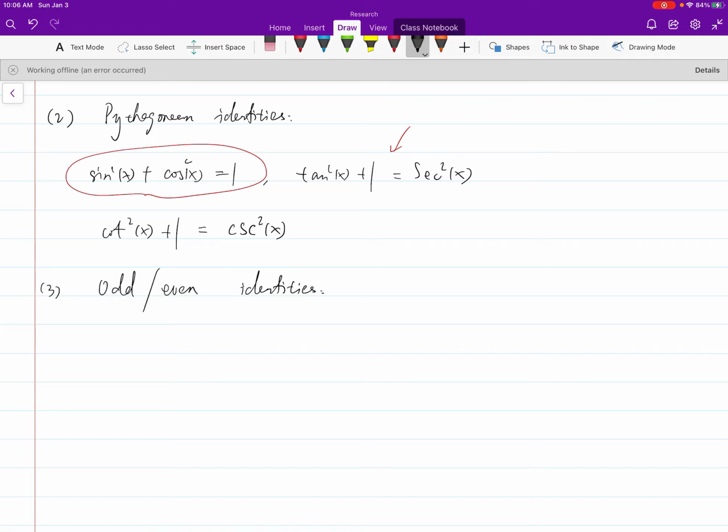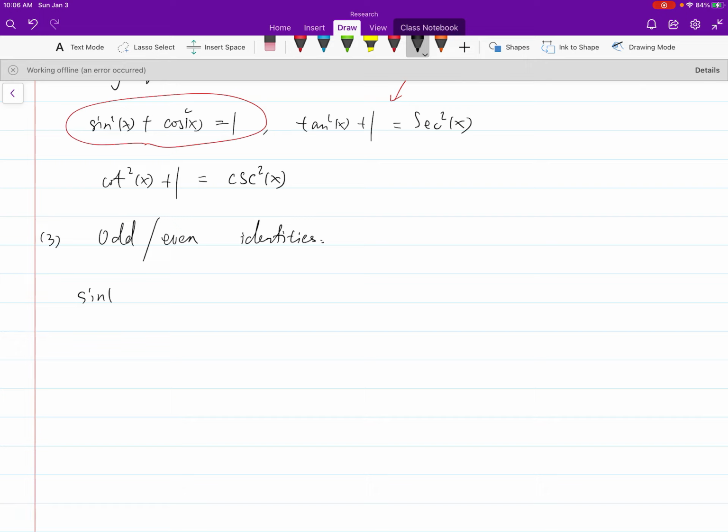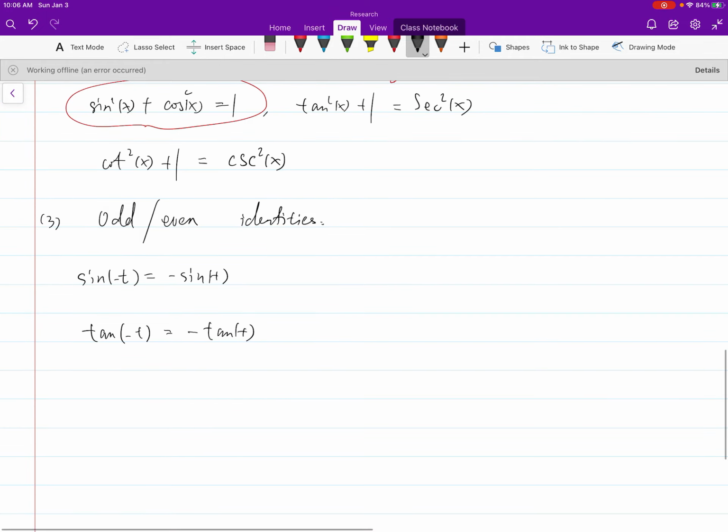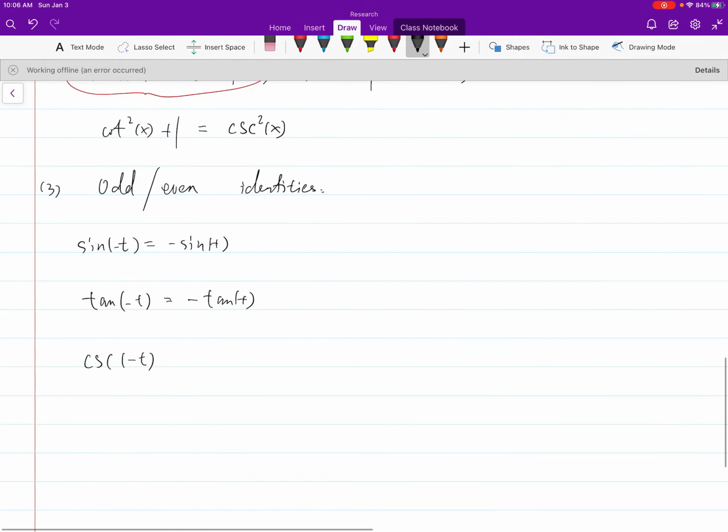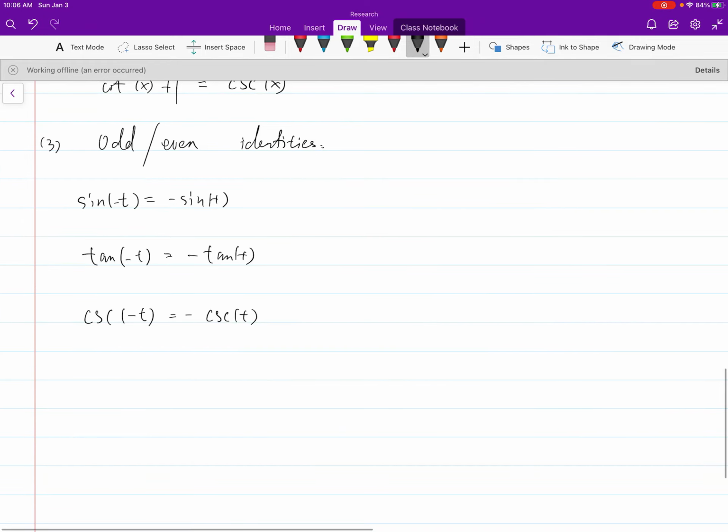Number 3, odd and even identities. We talked about this before. We say, hey, out of all the 6 trigonometric functions, secant and cosine are even, the rest are odd. With that in mind, that simply tells us, if you put a negative here, sine, tangent, and therefore the reciprocals, cosecant, cotangent, are odd.